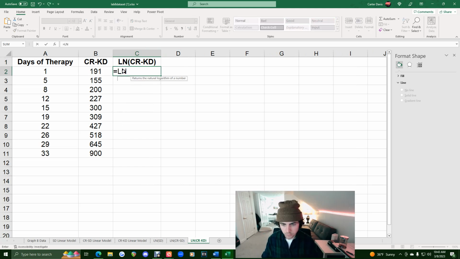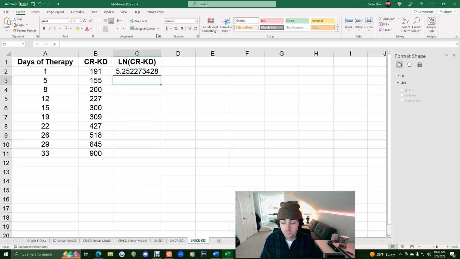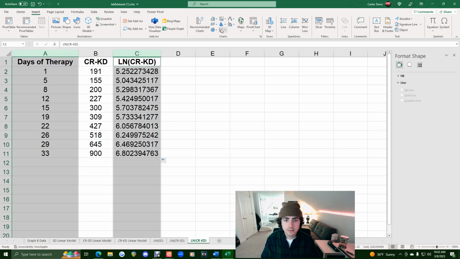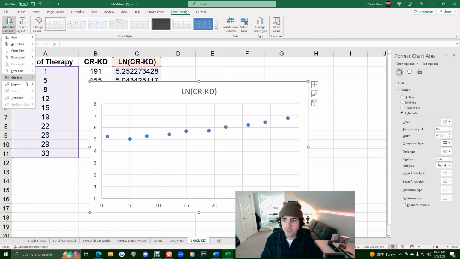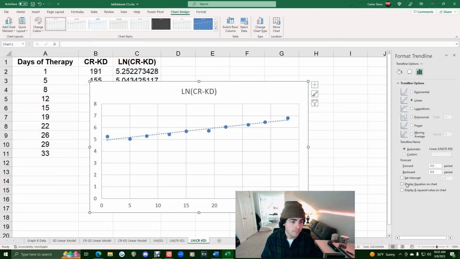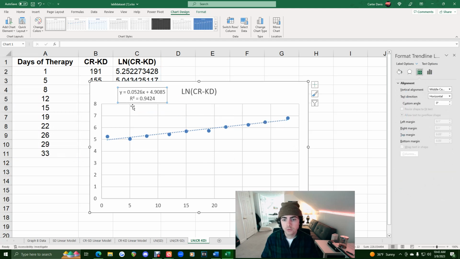So this one we're doing ln of this value. We get this, drag this down. A, C, insert, scatter, chart element, trend line, more options, bam. Display equation, display r squared. Our equation will be 0.05x plus 0.491, and then r squared is 0.94.